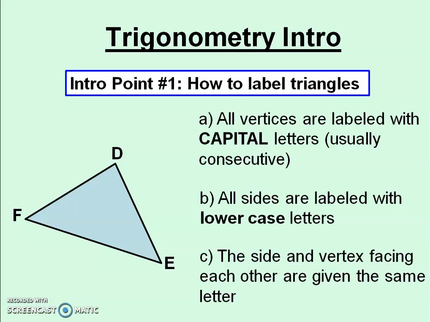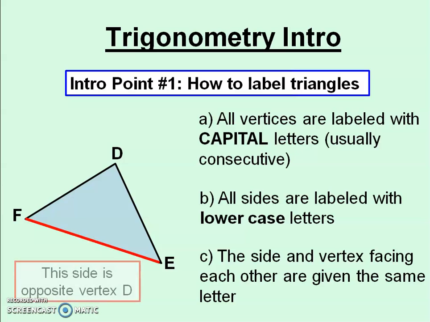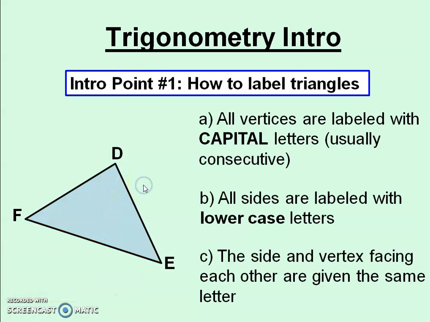The third point is that the side and vertex facing each other, I'll show you what that means, are given the same letter, but we know that the vertices are capital and the sides are lowercase. So for instance, and I'm going to ask you on your second slide to label these, this side here, the one that I've highlighted, is opposite vertex D. What makes it opposite? Well, first up, this side is the one that is not touching this angle. This angle D is touching these two sides, but it's not touching this one. And so it looks like they're facing each other. Those are the two ways to look at that. That one is opposite vertex D, and thus it has the same letter, but lowercase.